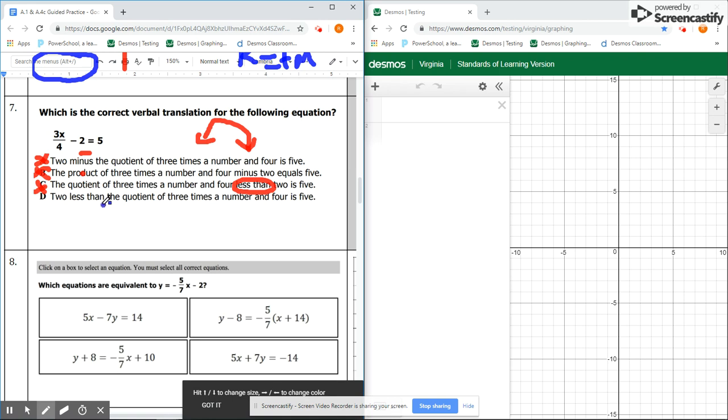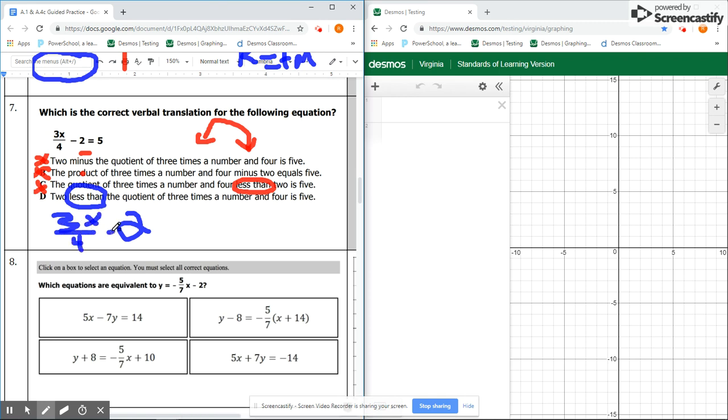2 less than the quotient. There's that word there, less than, so we're going to switch. We'll put 2 on this side, and 3x over 4 on this side, and that means equals 5. And that is what we have here. So our answer is going to be D.